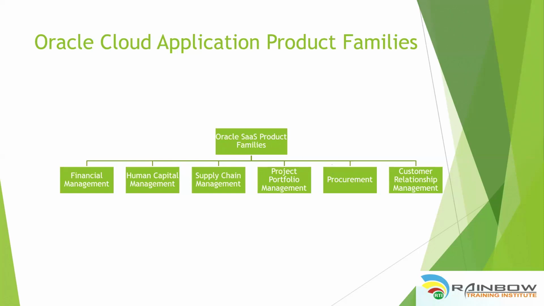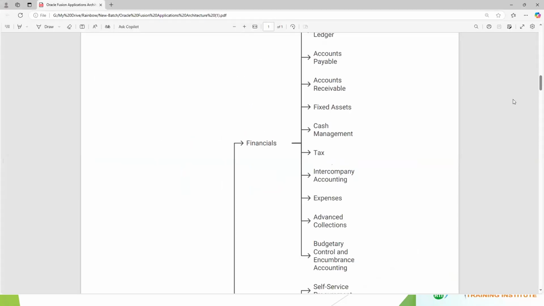Excuse me, guys. So basically, in the financial suite, you're going to get various different modules like accounts payable and accounts receivable. I'll show you a quick slide so that you can relate, which has a good architectural reference. Okay, is my screen visible?